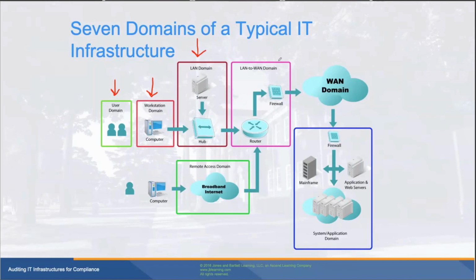Then we're going to audit the edge of the network, the LAN to WAN domain. That would typically be your router and your firewall. We're not going to check any firewall stuff on the workstation domain, right? Remember, we're breaking these into pieces so that we can audit one piece at a time.